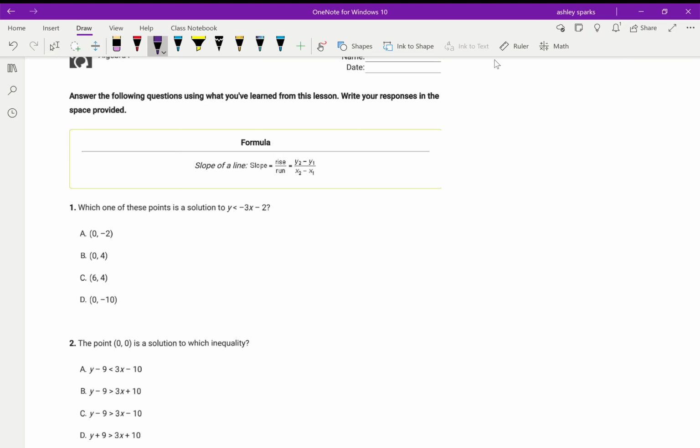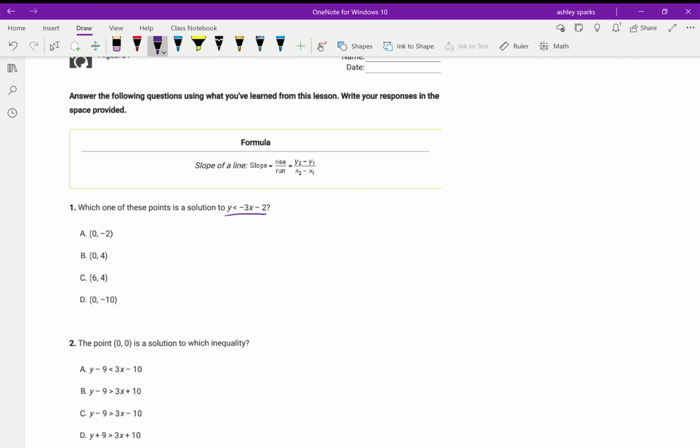Alrighty, so we've been dealing with graphing, and now we want to go ahead and graph our inequalities. So graphing inequalities, you're going to see we still have that formula of y equals negative 3x minus 2, that y equals mx plus b format. And m is still your slope. You still have that y2 minus y1 over x2 minus x1. The only thing that's changed here is we now have an inequality.